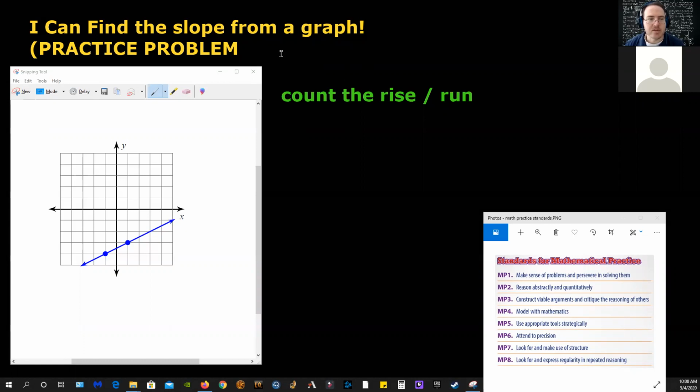So when I say count the rise over run, what I'm talking about is the change in y over the change in x. So on this graph, it looks like it goes up and over. It goes up 1 and over 2. So the slope of this graph, m, by the way, the m is the letter for slope, is 1/2.